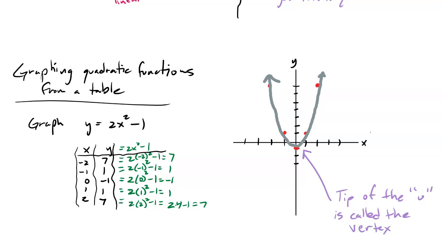The next thing you're going to be asked to find is the vertex. The tip of the U is called the vertex. I'm not going to call it the bottom of the U, because some of the U's you're going to get are going to be upside down. So they call it the vertex because it could be the top or the bottom.